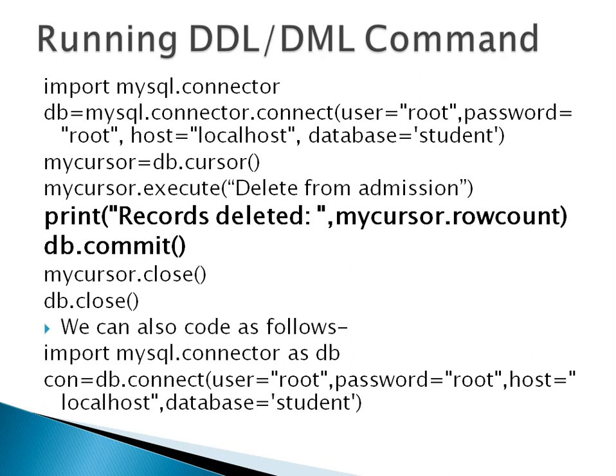The first approach is using the proper name: import mysql.connector, and then you connect using mysql.connector.connect. If you want to minimize the typing time, you can use this as keyword that will give the database connector an alias name. So you will write import mysql.connector as DB, and then you can use DB in the following code. Okay, I think it is clear to you.